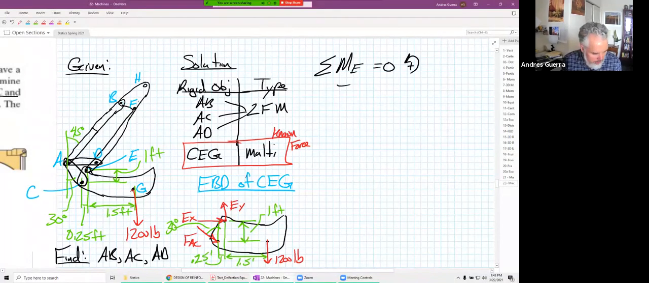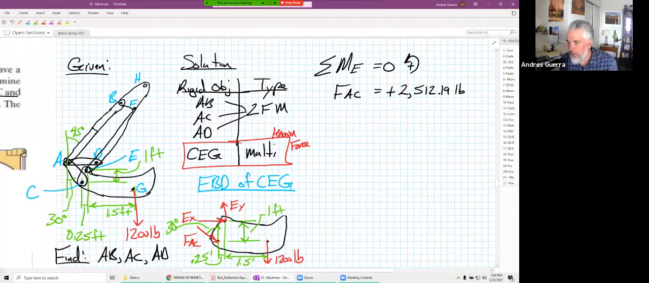And I'm going to find, when I do this, that FAC is equal to a positive 2,512.19 pounds. So I just found FAC. Now we could certainly find EX and EY, but do they ask us for EX and EY? They don't. And I don't think it's going to help us with our next one either.